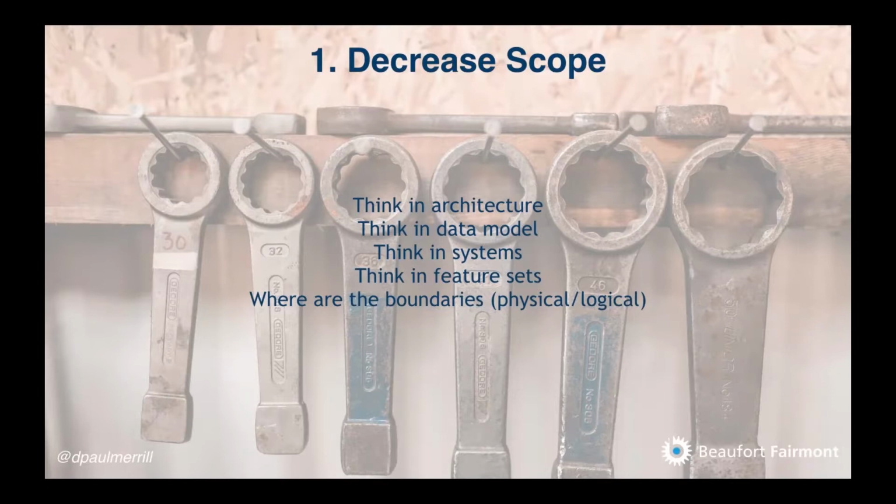And when we start to decrease the scope by looking at architecture, the data model, for instance, the different systems involved, different feature sets, and where the boundaries are, we start to come down to a smaller and smaller test case.